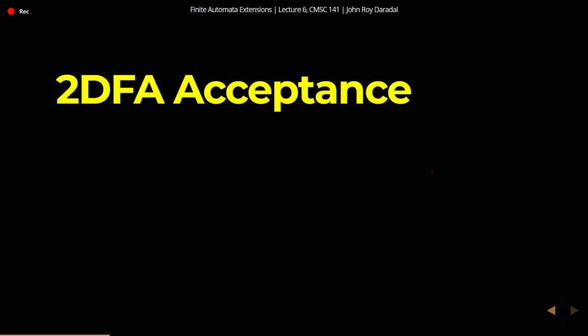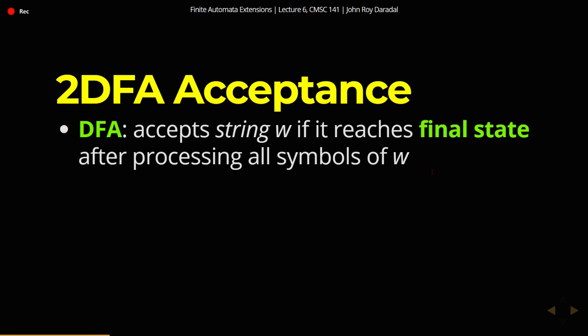Now for the acceptance, recall that in our DFA, we accept the string if it reaches the final state after we processed all the symbols of string W, right? So we process each input symbol one by one, and then at the end, we check if we have reached a final state or not. If it's a final state, then we accept it.